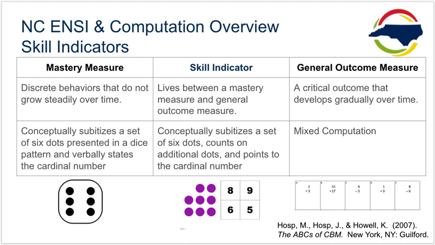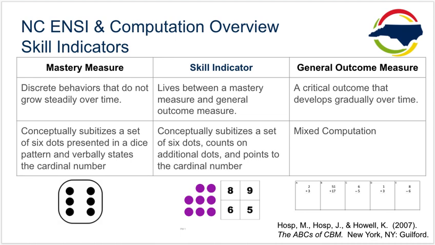Skill indicators are a class of assessments that fall between that mastery measure and general outcome measure. They work particularly well in mathematics. A mastery measure, as we see on the left, is a measure that measures a behavior that does not grow over time. This concept is either known or not known. The example here is that a student could conceptually subitize the 6 dots presented. They can see that and say that there are 6 dots.